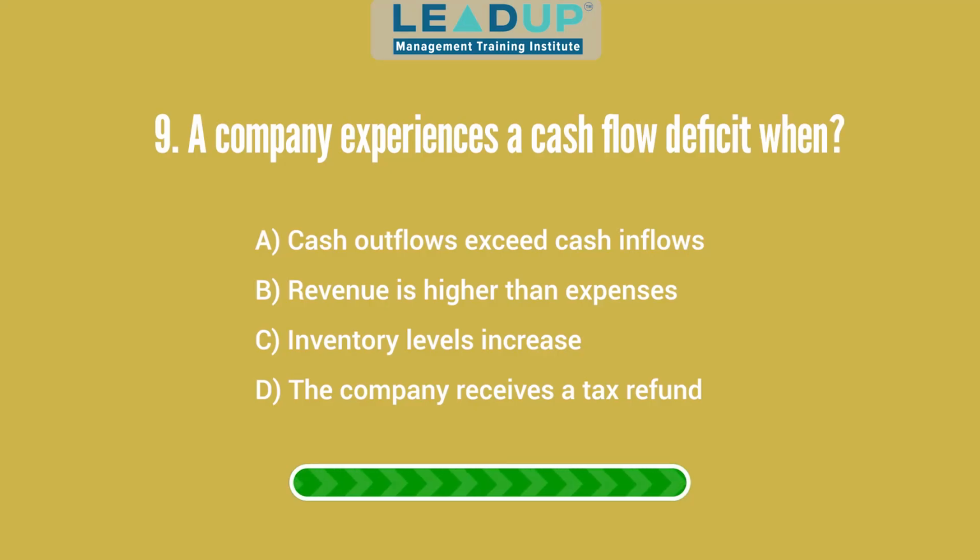Question 9. A company experiences a cash flow deficit when A. Cash outflows exceed cash inflows. B. Revenue is higher than expenses. C. Inventory levels increase. And D. The company receives a tax refund. Answer: cash outflows exceed cash inflows.